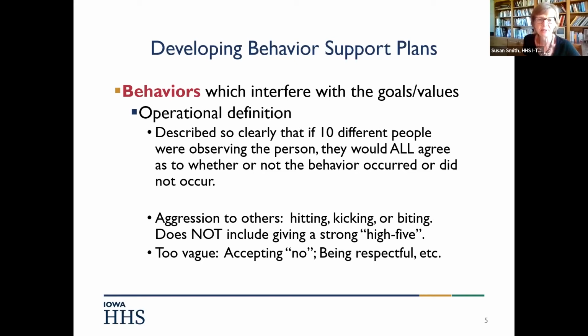Some examples of definitions of behaviors that might be too vague would be things like does not accept no, or is not respectful. Well, I think we all have a different idea of what respectful is. So we would probably get data that's all over the place if we defined it like that. So if we had a concern with respect, then we would want to define exactly what it is that we're talking about.